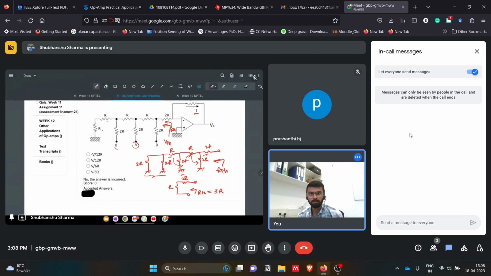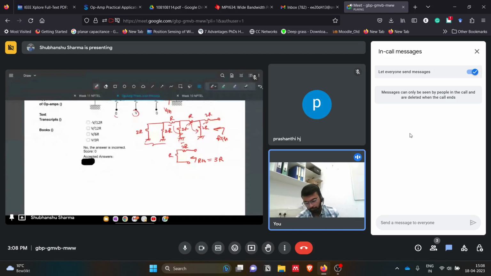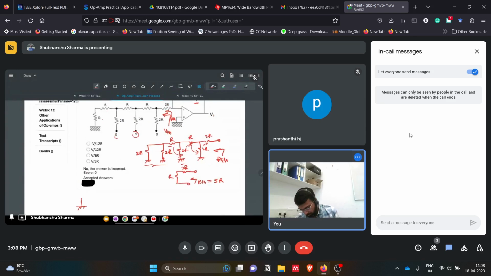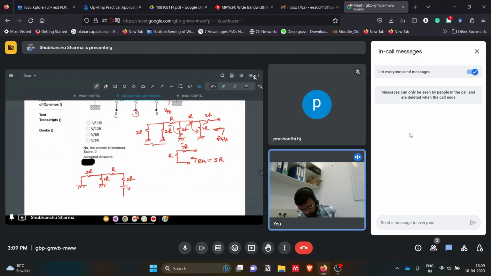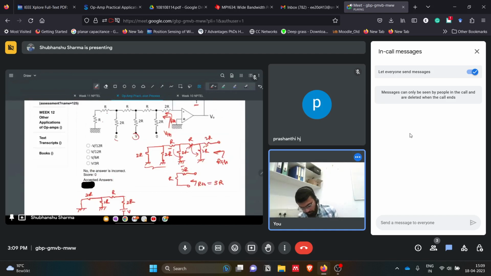Okay, so this we got as 3R. Now we have to calculate VTH. So VTH is, we have this 2R here, this is there, then R, this is 2R, and we have a voltage source VB, this is R, this is grounded. So we have to calculate the Thevenin voltage from this side, VTH.